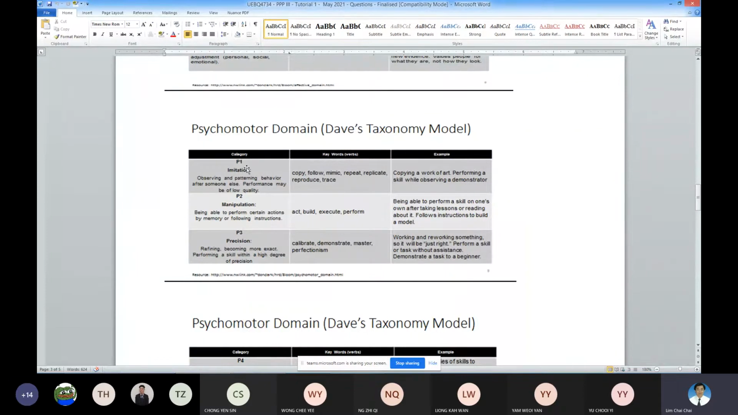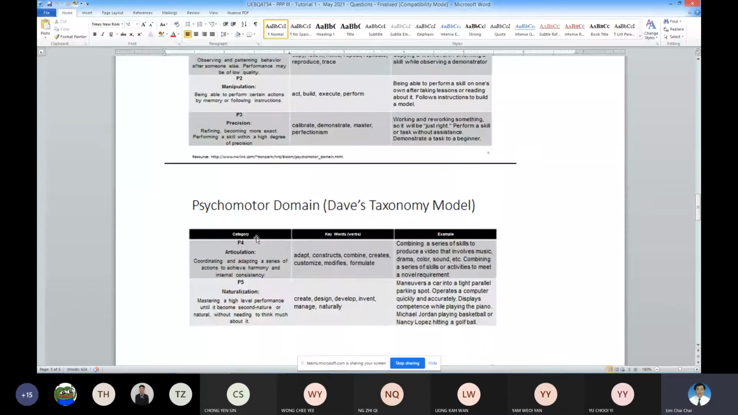First, the lowest level is imitation. You just imitate and copy. That is the lowest level. Then the second level, you should be able to manipulate. And then at the third level, you are getting more experience already, so you should have something more precise, precision. And then number 4 is articulation. That means you can develop something new. Then number 5, P5, is naturalization. It's expert level already.